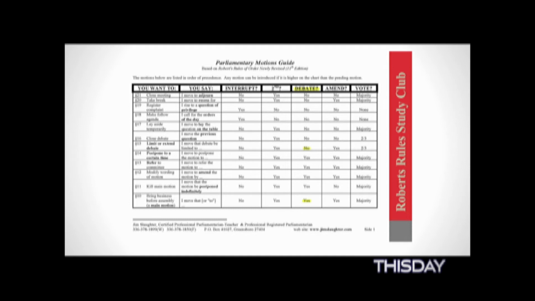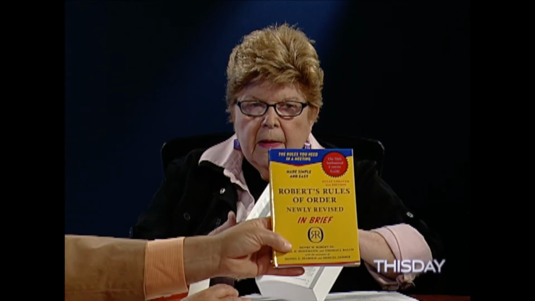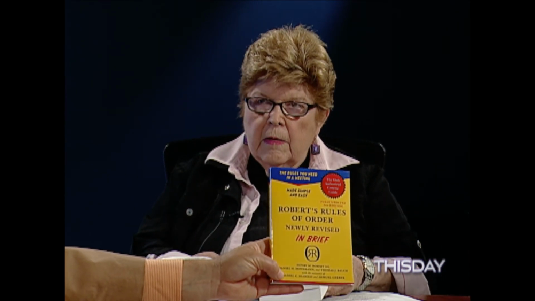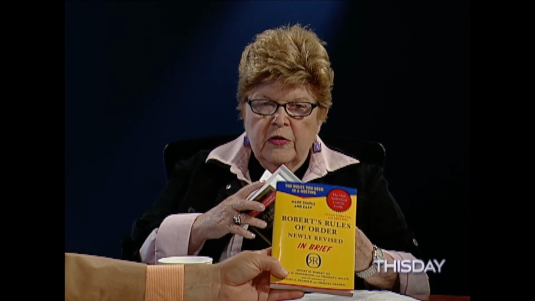But in the back of the little book, Robert's Rules of Order in Brief, there are similar charts. This is more of a handbook, a kind of carry-with-you version instead of the big thick book. It refers to the big book, which is over 400-something pages. But the big book has a number of charts also in the back, and they're the same. They're both in alphabetical order.